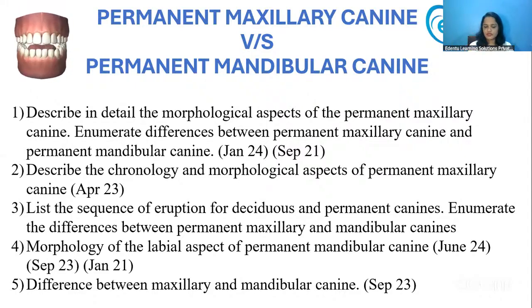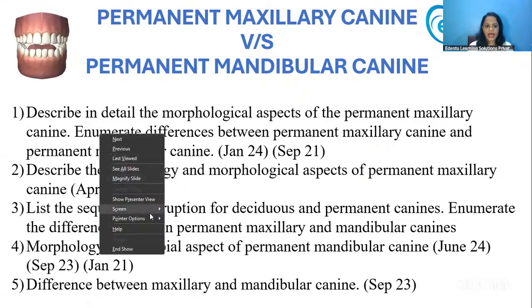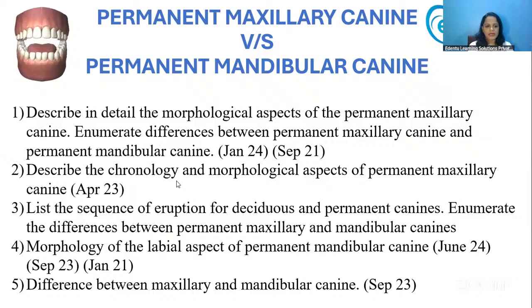For the essay question, they can ask something like: describe in detail the morphological aspects of the permanent maxillary canine and enumerate the differences between the maxillary and the mandibular canine. Okay, so this is an essay question. You have to describe the morphological aspects of the permanent maxillary canine, and you have to draw a table and tell the difference between the maxillary and the mandibular canine.